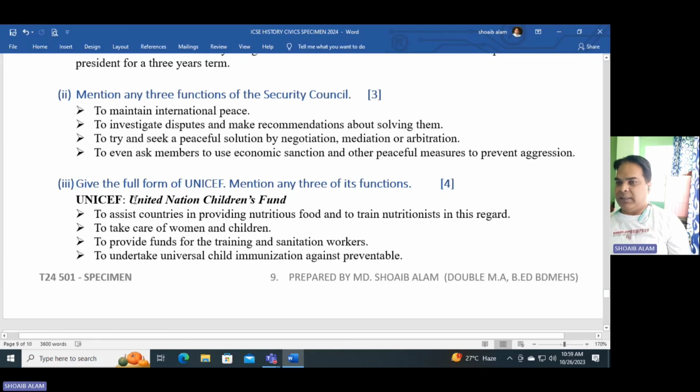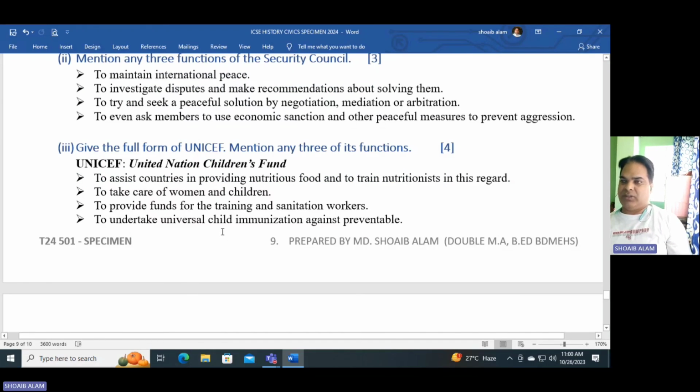United Nations Children's Fund. Earlier, we used to read United Nations International Children's Emergency Fund. Both are correct, so you can mention United Nations Children's Fund. The three functions of UNICEF are to assist countries in providing nutritious food and to train nutritionists in this regard, to take care of women and children, and number three, to provide funds for the training of sanitation workers and to undertake universal child immunization against preventable diseases.